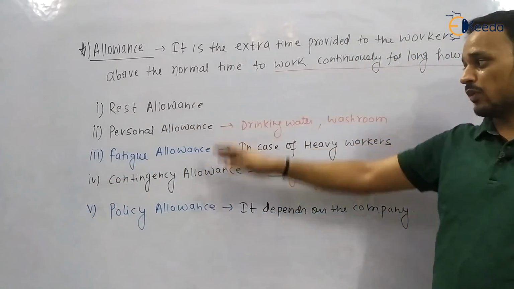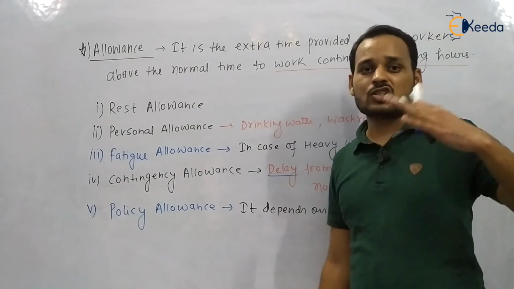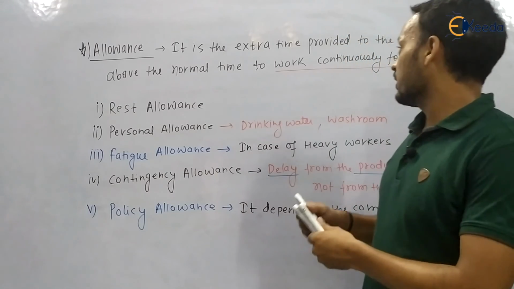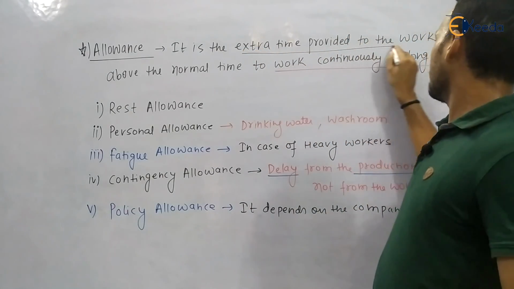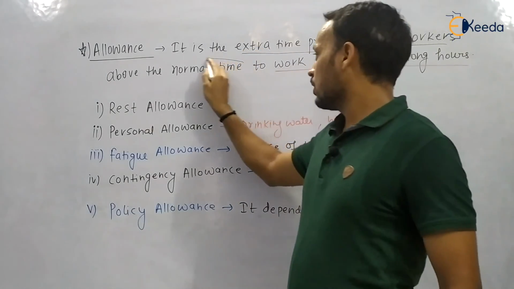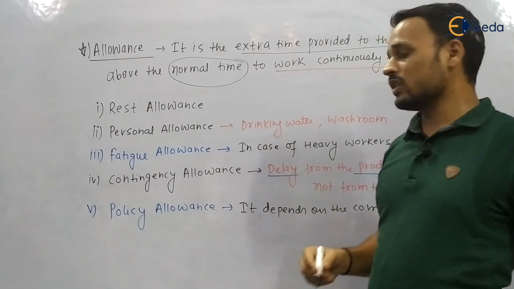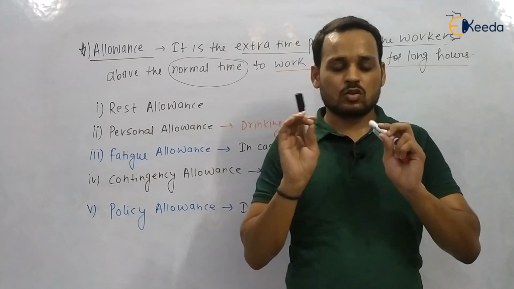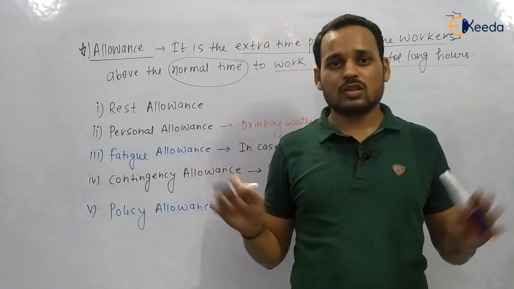So these are the 5 types of allowance, which are the extra time provided above the normal time. Just remember it, it is the extra time provided to the workers above the normal time. So these were the 3 types of time, and numericals are asked from these types. The formula is simple, so you just have to apply it.